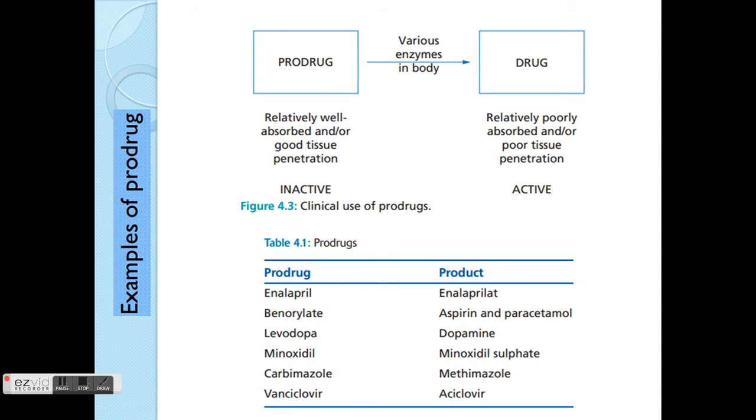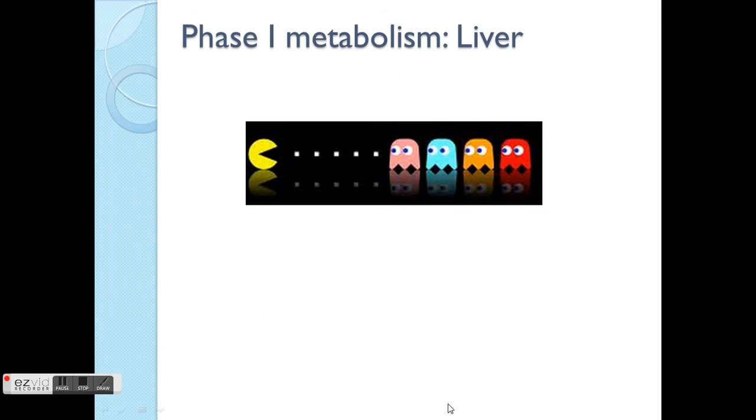Famous examples are the ACE inhibitor family, where enalapril can be metabolized into enalaprilat, which is the active compound, and also levodopa into dopamine, and valganciclovir to acyclovir. This mainly happens in the liver, as mentioned, for phase 1 metabolism.